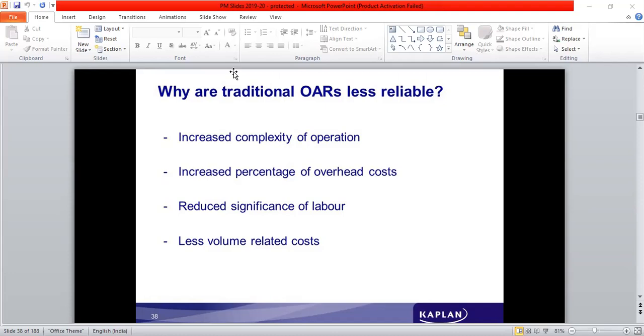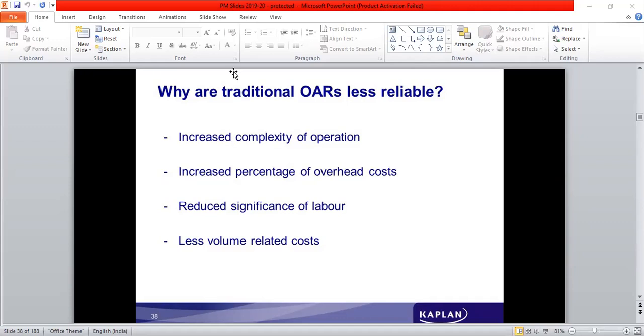Increased percentage of overhead costs. So more amount of overhead costs are incurred of late. Then the dependence on labor has reduced because the automation, the dependence on technology, machines, systems, all these things has increased. So for the traditional overhead absorption rate, depending on labor hours is not relevant in this particular scenario because the dependence on labor has reduced, and so has the significance of labor. Therefore, the traditional overhead absorption rates are less reliable.